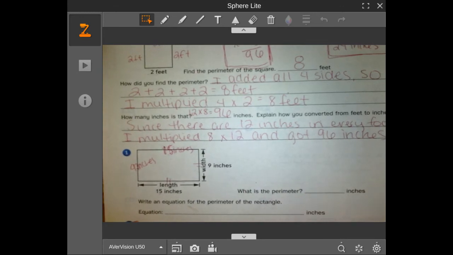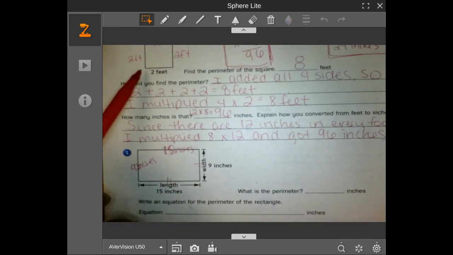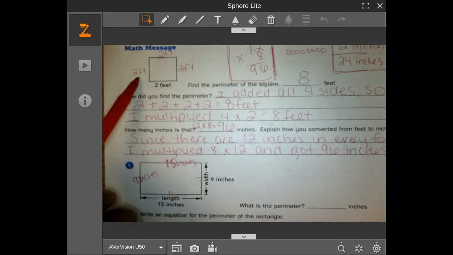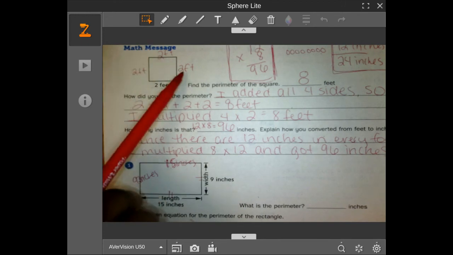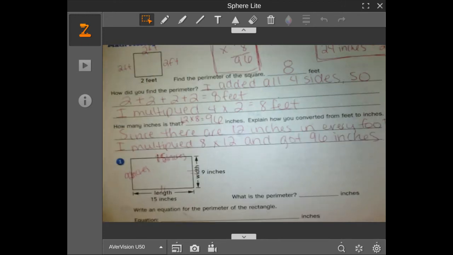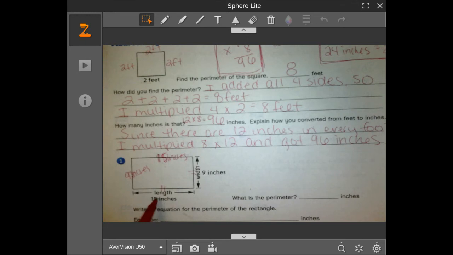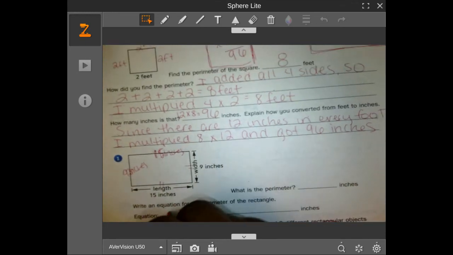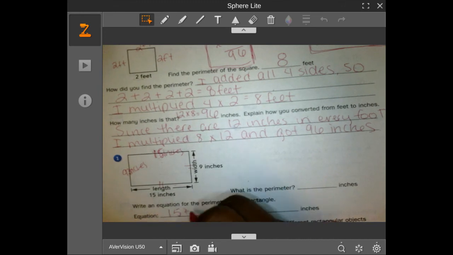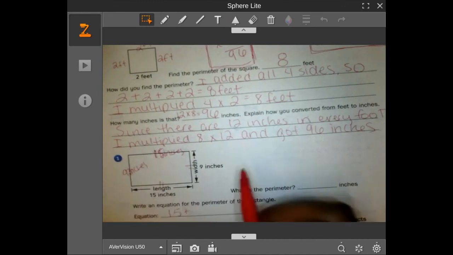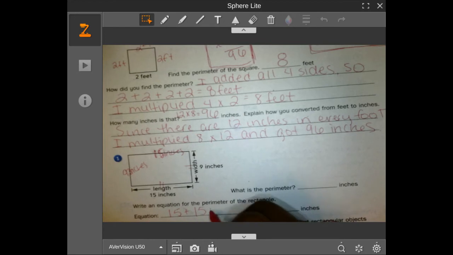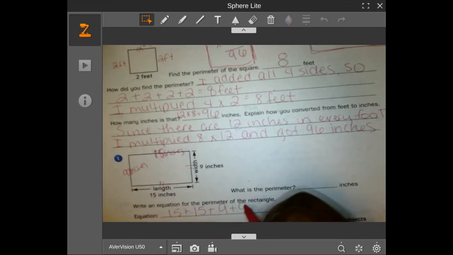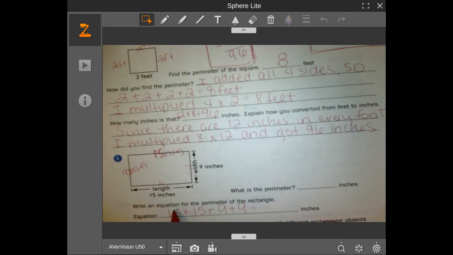Let's look at it together. The first time when we determined the perimeter of a square, we added 2 plus 2 plus 2 plus 2. Can we do the same thing for our rectangle? Yes. So our equation is going to be 15 plus 15. And we don't want to forget our 9s, plus 9 plus 9 equals.